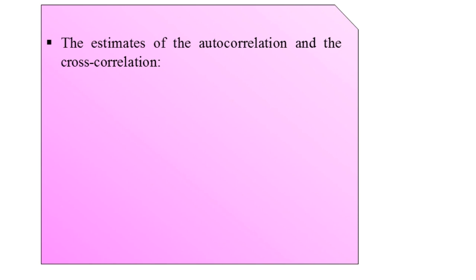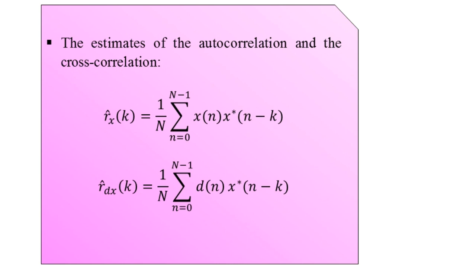So here we can use estimates in the form of two expressions. The first one is for the autocorrelation and the second one is for the cross correlation. As these are estimates, they are shown with caps over the representation. The autocorrelation is denoted by r suffix x of k, whereas its corresponding estimate is denoted by r cap suffix x of k. Similarly, r suffix dx of k is the representation of the cross correlation, and r cap suffix dx of k is the estimate of the cross correlation.